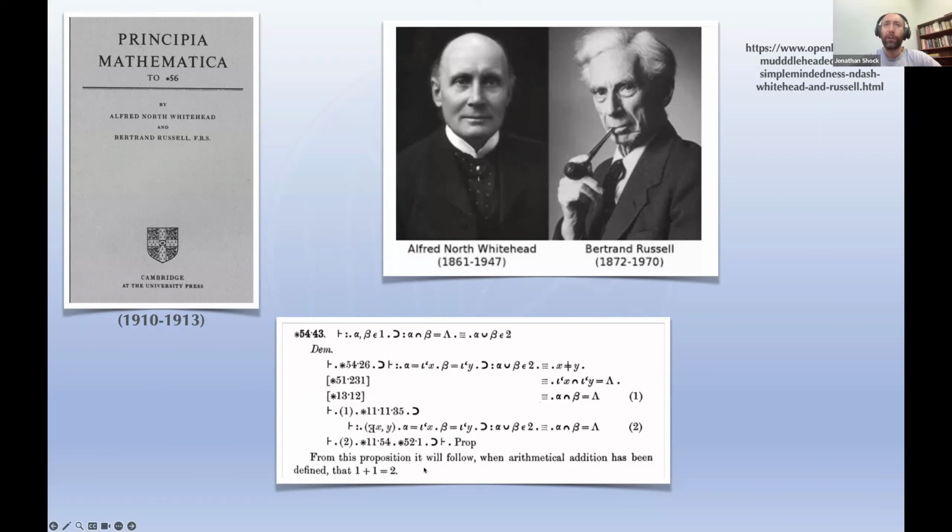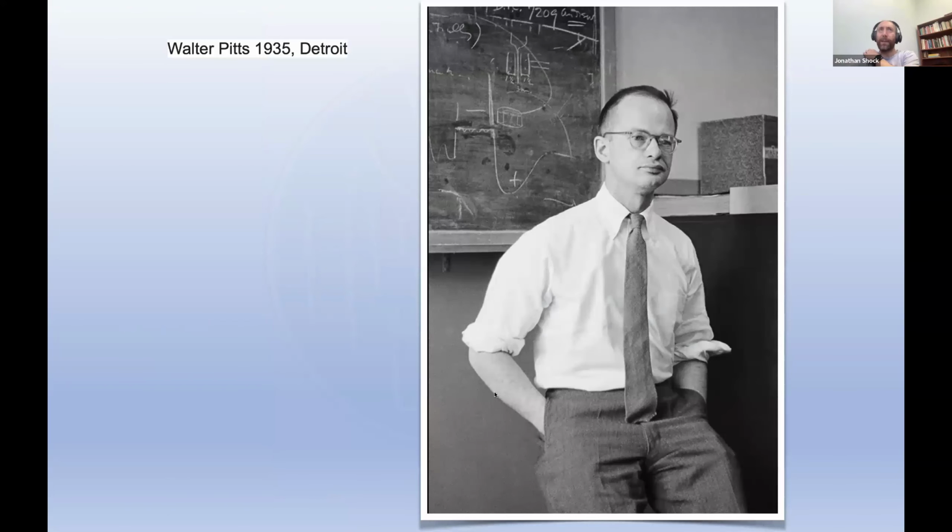And around 400 pages in, they get to this section here, where we see from this proposition, it will follow, when arithmetical addition has been defined, that 1 + 1 = 2. So we can see that it took them almost 400 pages to prove that 1 + 1 = 2. And don't worry if you don't understand all of this. This is very, very formal mathematics, but essentially what they were able to do was to build mathematics from the ground up through this very logical structure. Okay, why does this matter?